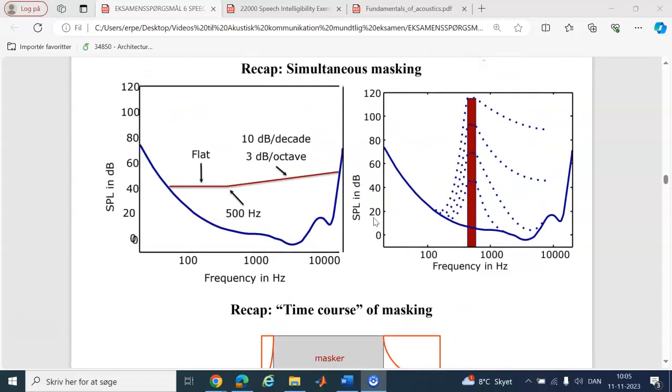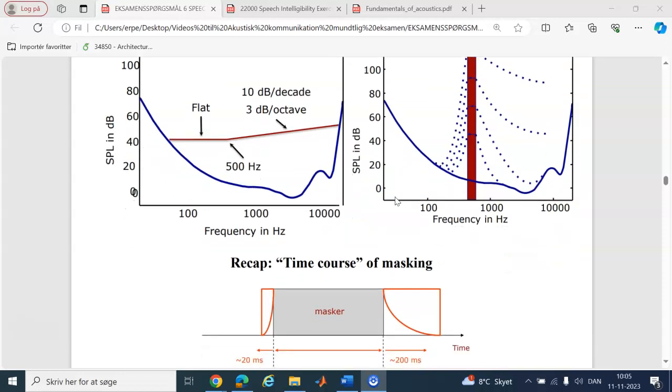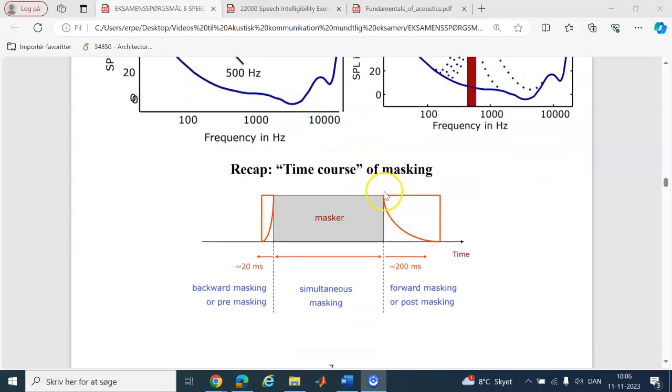For instance, if the sound masking is at 1000 Hz, then for signal frequencies more than 1000 Hz, even far away from 1000 Hz, you still need a strong signal.